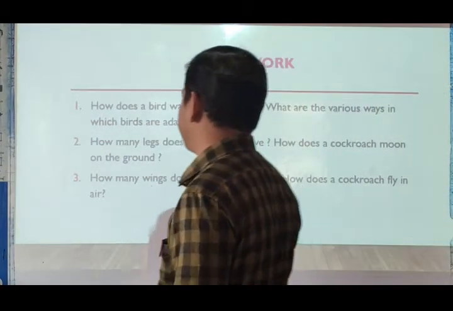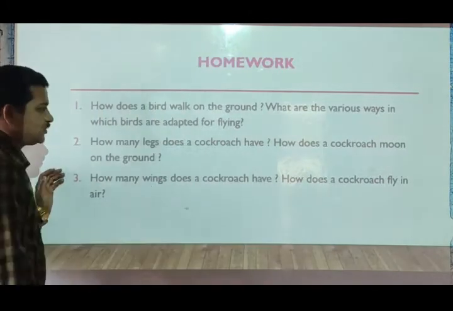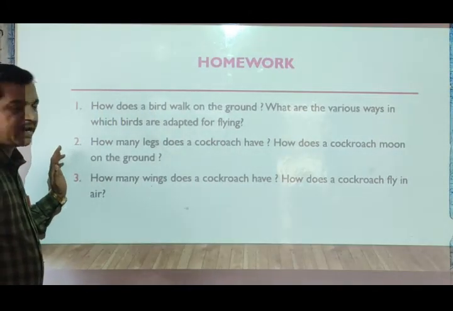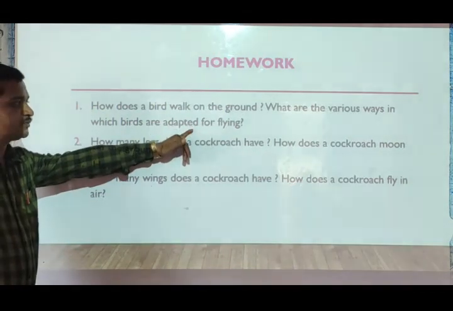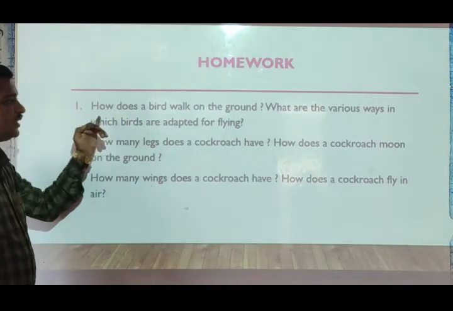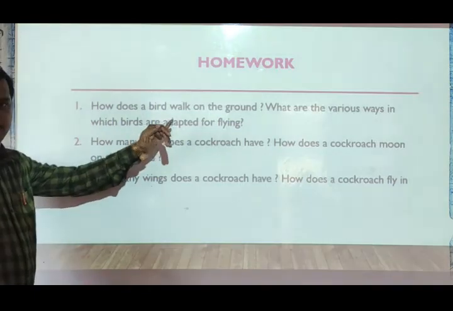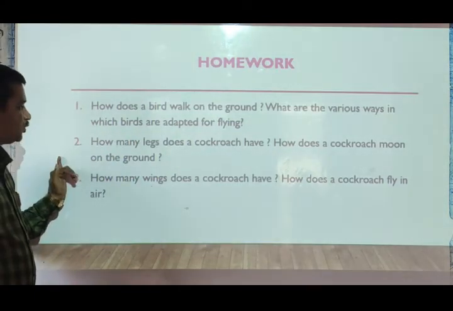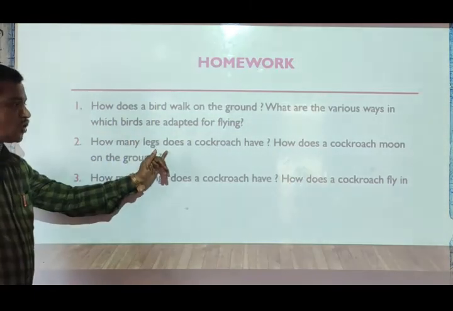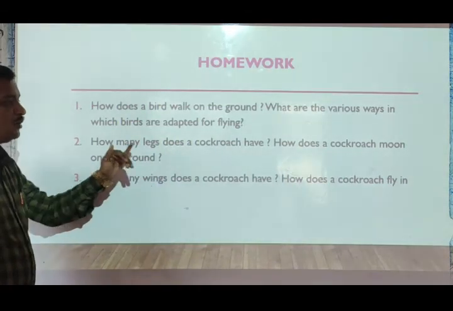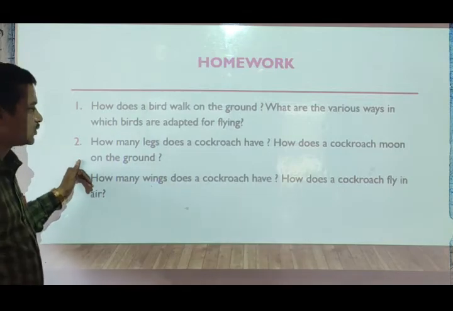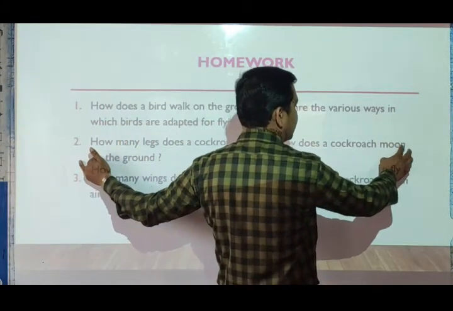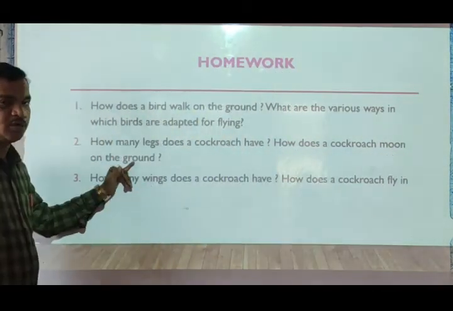Next, homework. Now these are the 3 questions you have to complete in your notebook with good handwriting. First question: how does a bird walk on the ground? What are the various ways in which the birds are adapted for flying? Second question: how many legs does a cockroach have? How does a cockroach move? Sorry, here move again. So here you can write move on the ground.